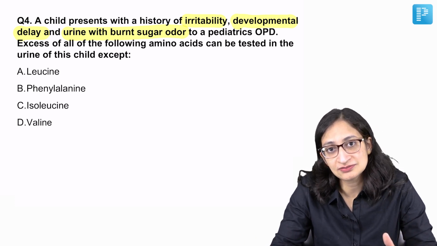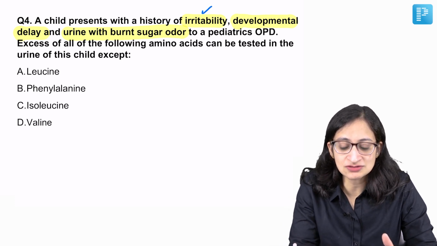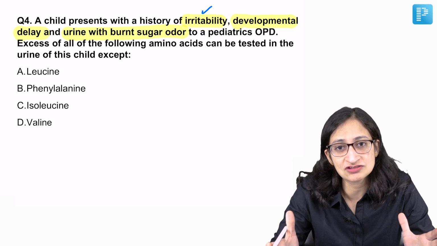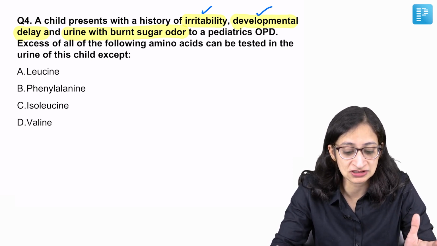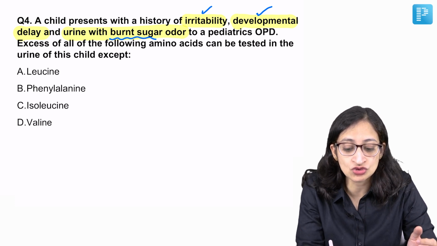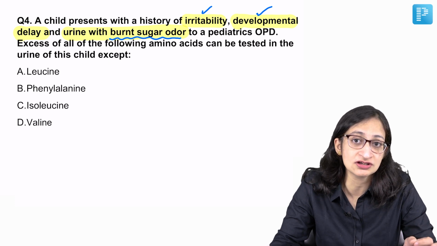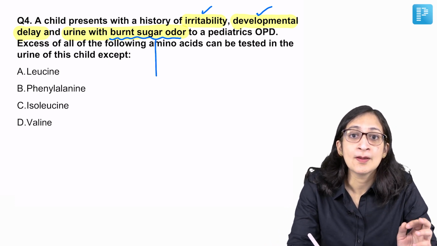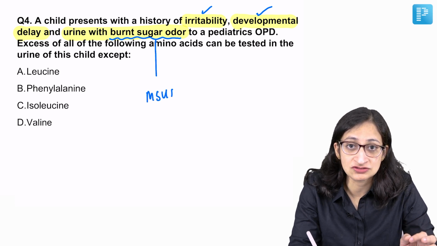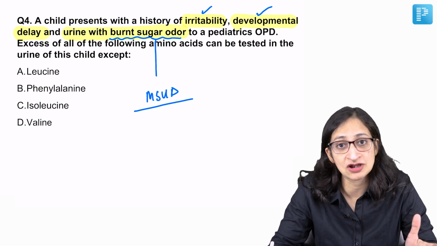Yes? Anyone? So the clues that we have here are, there are some CNS manifestations. There's some degree of encephalopathy that is there. There is irritability. There's some intellectual disability or developmental delay. And you have urine with burnt sugar odor that is typically seen in which disorder? Yes, you're right. It is seen in maple syrup urine disease, where you have a urine odor which is burnt sugar kind of or maple syrup kind of odor.